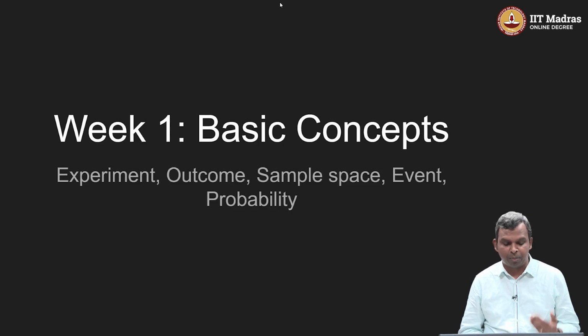There is something called an experiment, there's something called an outcome for the experiment, there's something called sample space, there's something called event, and finally we'll get to probability. Okay, so it's important to go in the sequence. We'll do that slowly in this lecture.